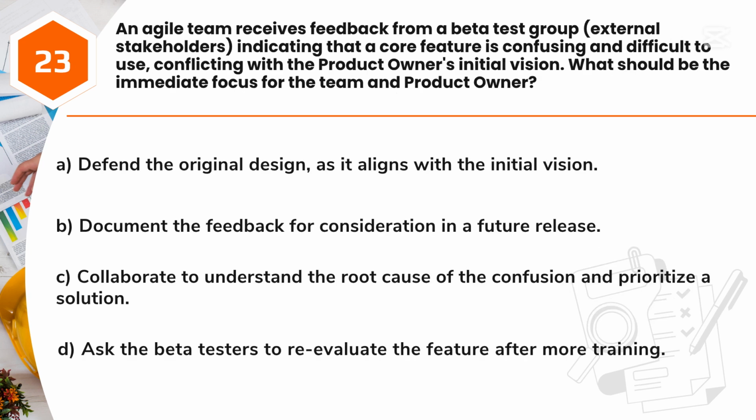Question 23. An Agile team receives feedback from a beta test group, external stakeholders, indicating that a core feature is confusing and difficult to use, conflicting with the product owner's initial vision. What should be the immediate focus for the team and product owner?